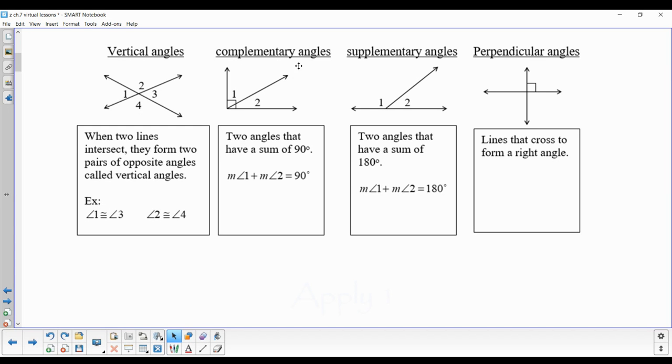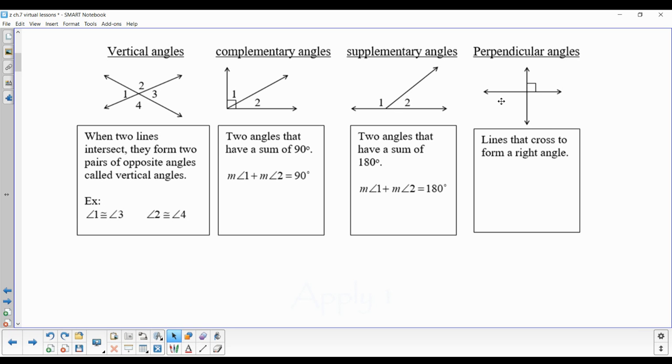We need to know complementary angles. Those are two angles that add up to 90 degrees. It cannot just be a 90-degree angle, that would be a right angle. It must be two angles who, when you add them together, equal 90 degrees. Supplementary angles are, again, two angles that add up to 180 degrees. It is not just a 180-degree angle. It's two angles that add up to 180 degrees.